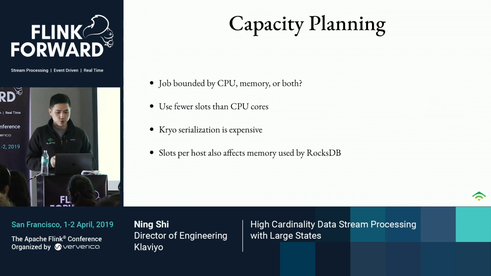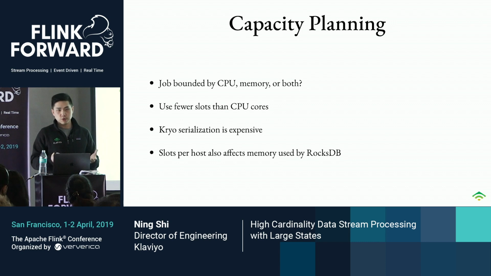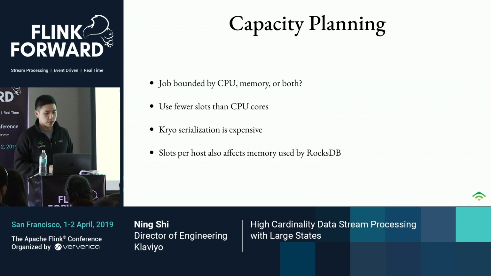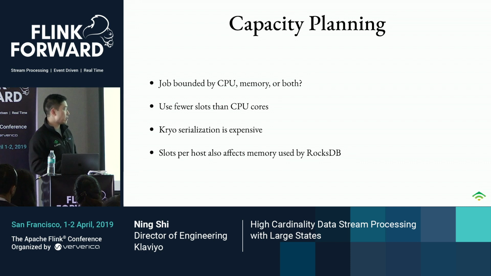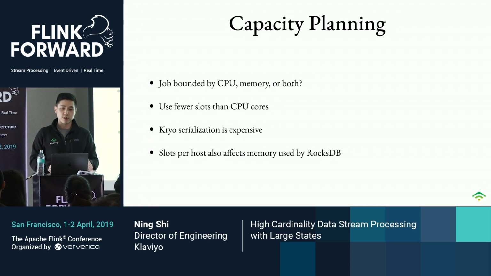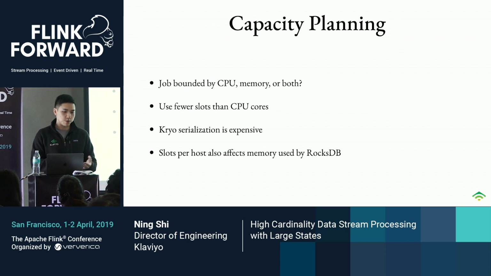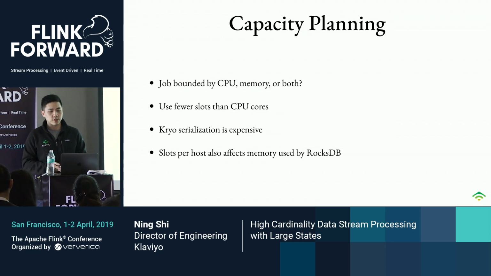Last I want to cover is capacity planning. So understand your job, whether it's bounded by CPU, memory, network, or all of those. Understand the workload so that you know what to tune it for. And use fewer slots than CPU cores. I think during one of the training sessions yesterday, Konstantin mentioned using fewer slots per host than the CPU cores on that machine because Flink uses some CPU cores for bookkeeping. For example, networking uses a lot of CPU. RocksDB compaction runs on a separate thread that uses CPU. Serialization uses CPU. So leave some CPU cores for those operations.